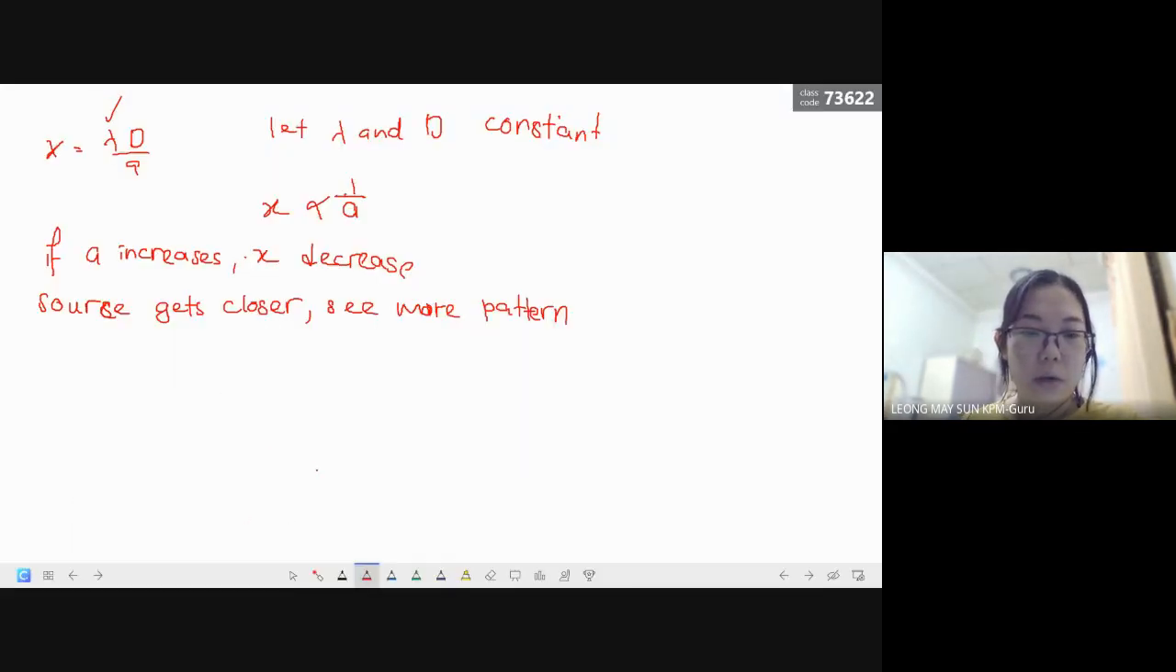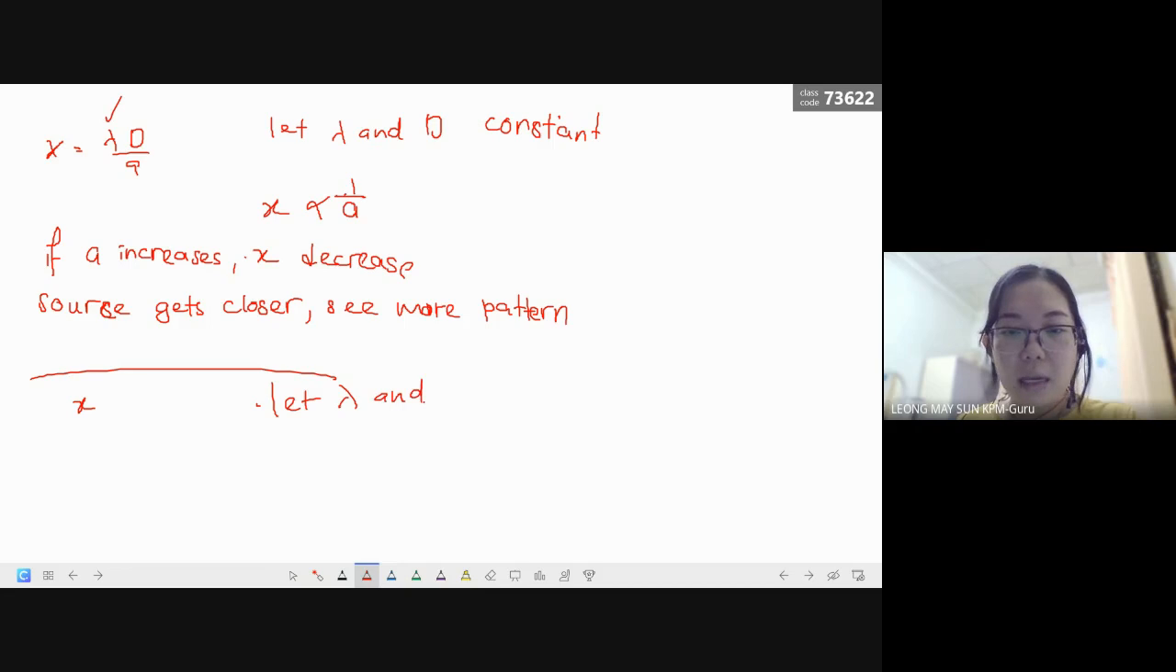The next analysis is where X is, and we let lambda, the wavelength, and a be constant. So X will be directly proportional to the distance between the source and the screen. I can't show that on the simulation. As the distance between the source and the screen increases, the interference pattern will increase.